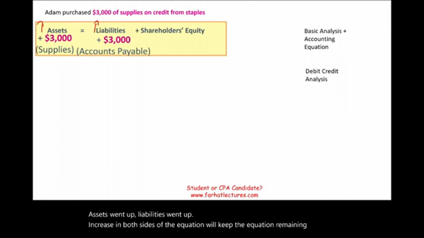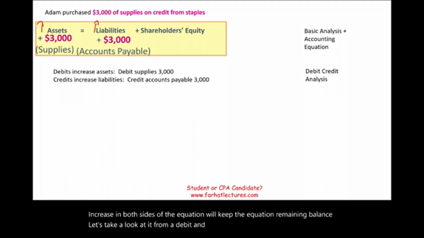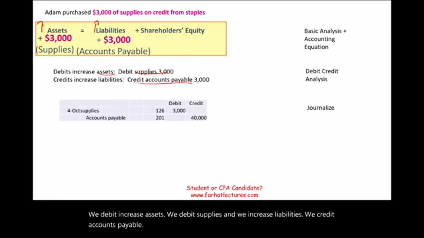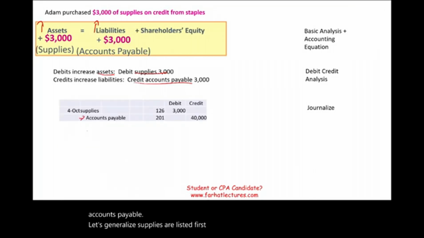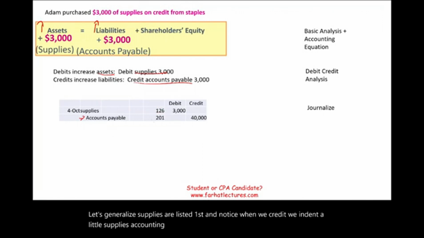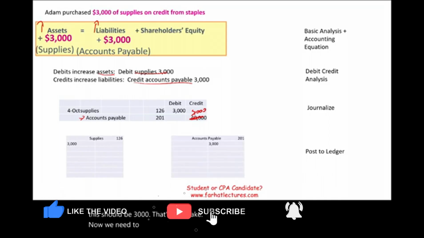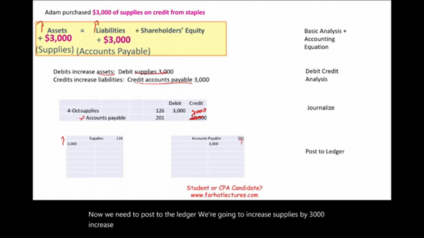Let's take a look at it from a debit and credit analysis. We debit, increase assets, we debit supplies, and we increase liabilities, we credit accounts payable. Let's journalize. Supplies are listed first, and notice when we credit, we indent a little. Supplies account number 126, accounts payable 201, and this should be 3,000. That's a mistake. Now we need to post to the ledger. We're going to increase supplies by 3,000, increase our accounts payable by 3,000.